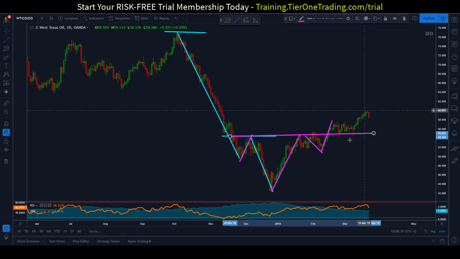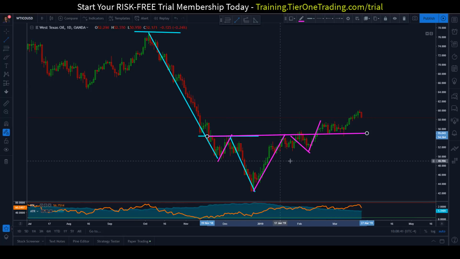And the first phase of this pattern was a break of the head and shoulders pattern and a retest of the neckline.